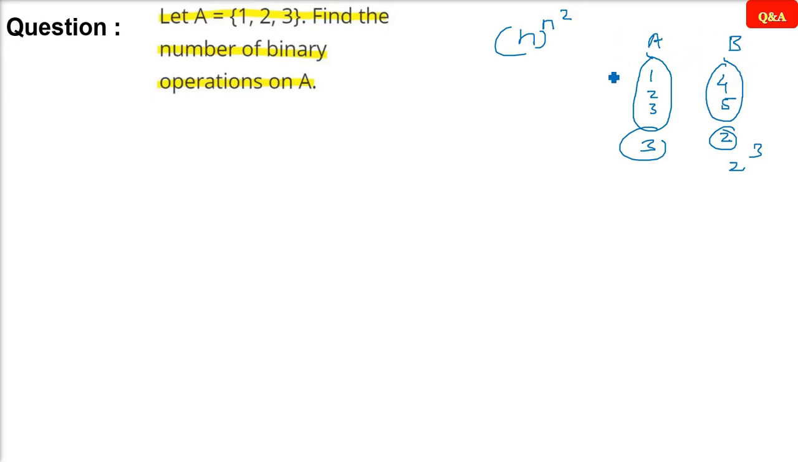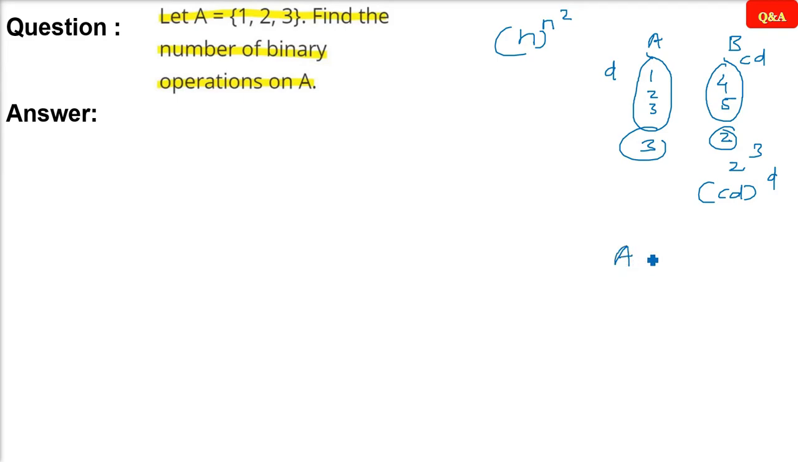So A is the domain and B is the codomain. I'm not talking about the range. So codomain to the power domain is the actual number of operations possible. In order to find out the number of binary operations possible, we'll use the same logic.